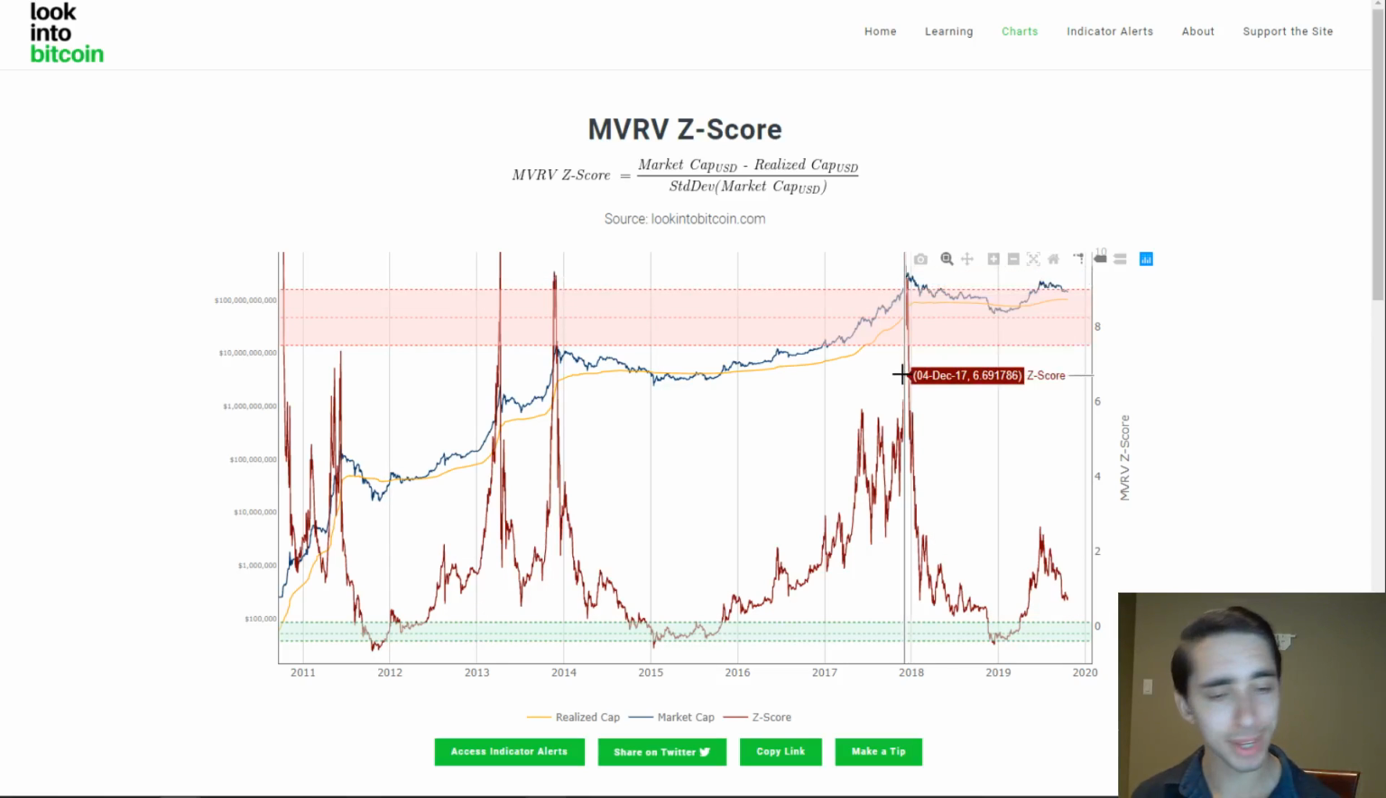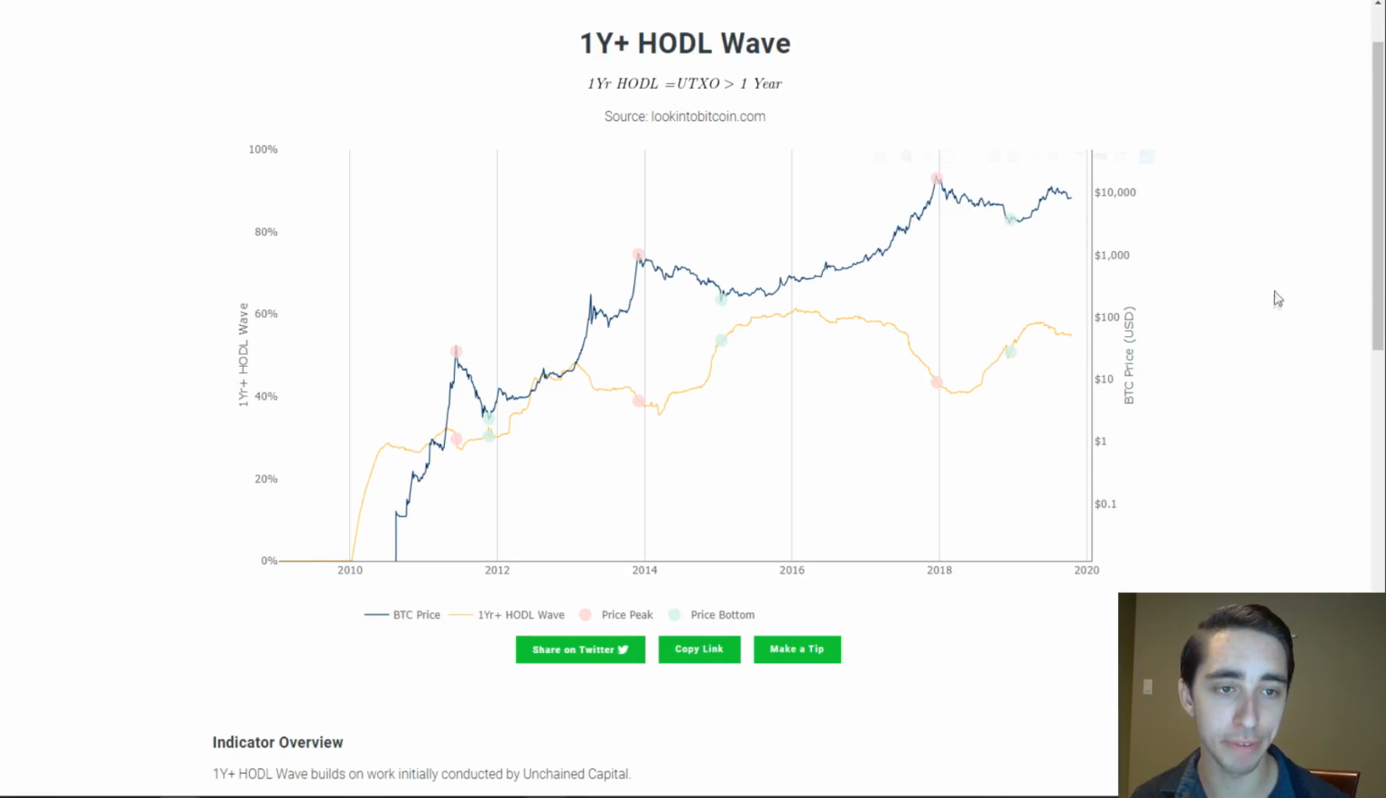So again, history repeating itself here, which is why these hold so much significance. Now, this is one that we've talked about, but it's a different variation of what we talked about. It's just a different way of viewing it. And this is the 1 year HODL wave model, okay? So this is basically taking how many UTXOs have been held for more than a year, okay?